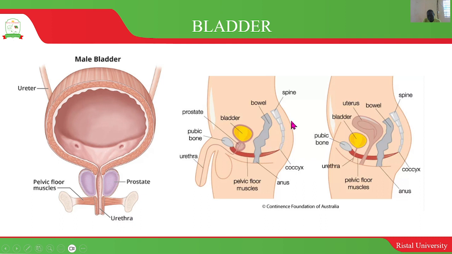Basically the same thing here. Okay, you can just appreciate these anatomical diagrams. Here we are looking at the location of the urinary bladder from a side view. Okay, so we have the male here, and we have the female. You can see here the uterus and the bowel behind, the rectum and all those.